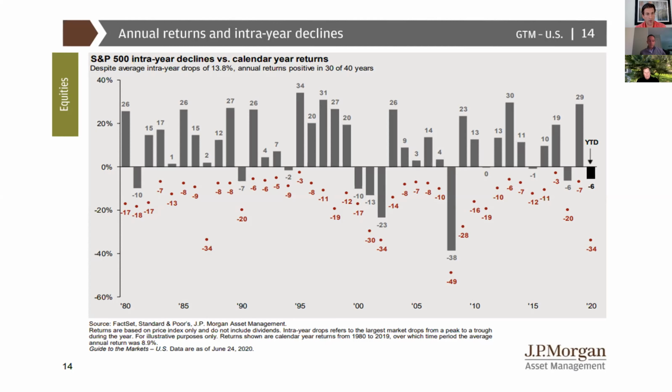And most noteworthy is the average, if you look at the top of the slide, the average intra-year drop of the S&P 500 is 13.8% per year. It's a pretty significant decline. And yet the average return per year from 1980 through today is 8.9%. 8.9% return per year means that you're doubling your money approximately every 8 years. So let that sit, doubling your money approximately every 8 years.